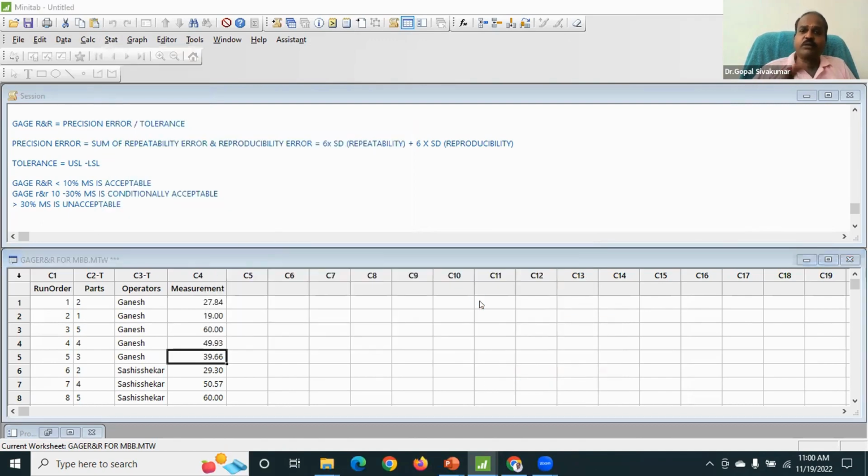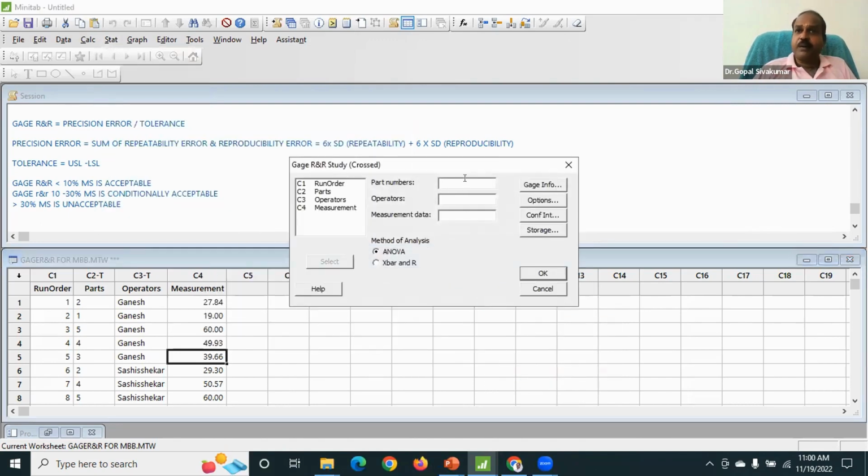Now you click. Now it is asking for part number. Where is the part number? Part number is typed in column number 2. Am I right? Song is considered as the product here. It is contained in column 2. I select column 2. Operator detail is available in column 3. Measured data is available in column 4. Now, ANOVA method or X bar R method. Let us go for the X bar R method.